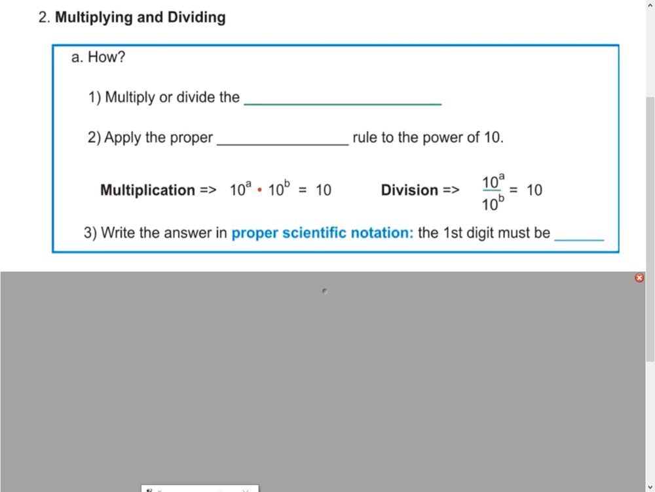Okay, so how do you do it? Take your green. In this case, now you're going to multiply or divide the coefficients.